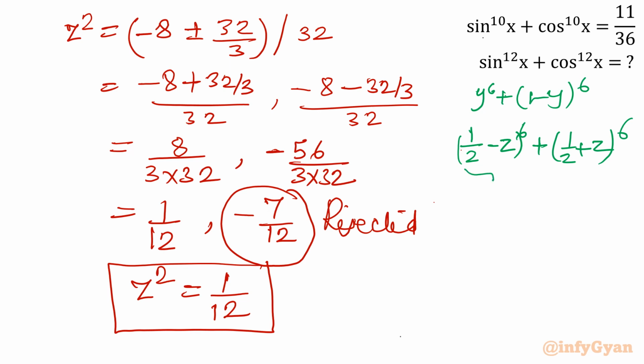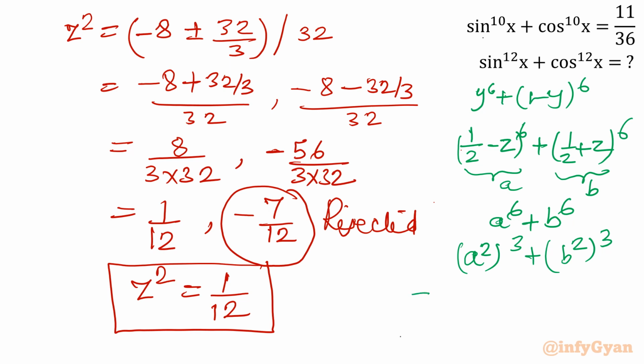Now I am giving you one more substitution, as we do in algebraic manipulation or solving algebraic equations. I will consider this one A and the second one B. Now I am going to calculate A power 6 plus B power 6. So I can write (A square) whole cube plus (B square) whole cube. If I expand this, it is (A square plus B square) times (A power 4 plus B power 4 minus A square B square).